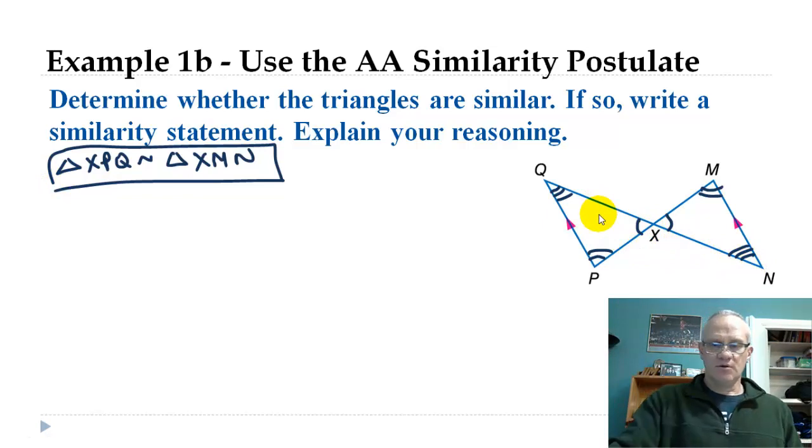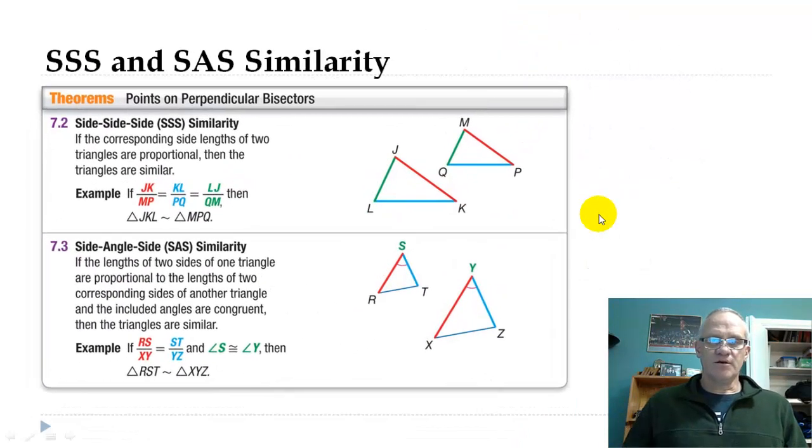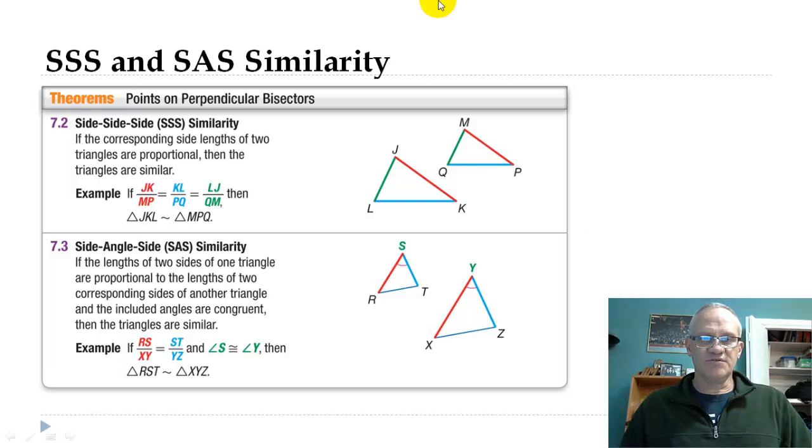Okay, good. All right, a couple other ways that we can prove similarity are with side-side-side similarity. Now, if you remember before, when we were talking about congruent triangles, we used side-side-side, meaning that all 3 sides were the same. Well, when we talk about side-side-side similarity, that means the ratios of the sides are all proportional.